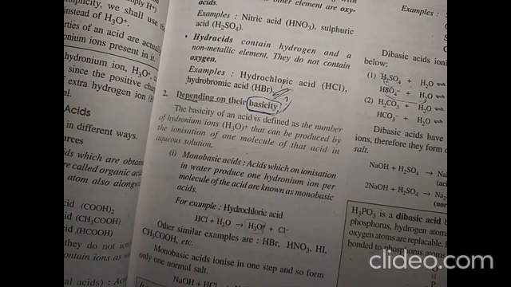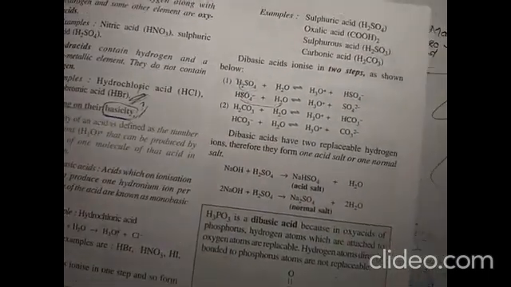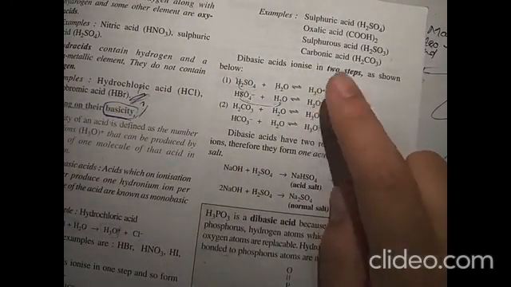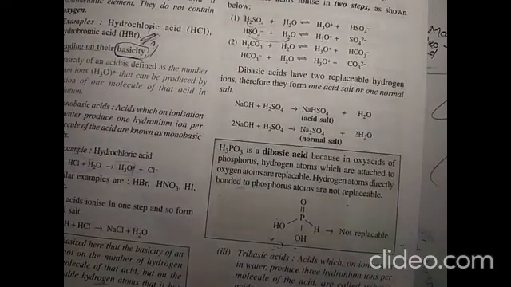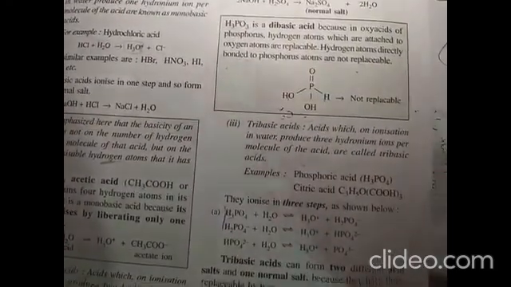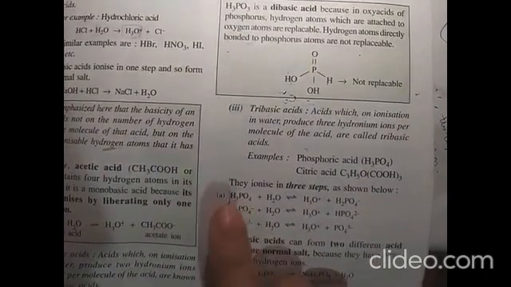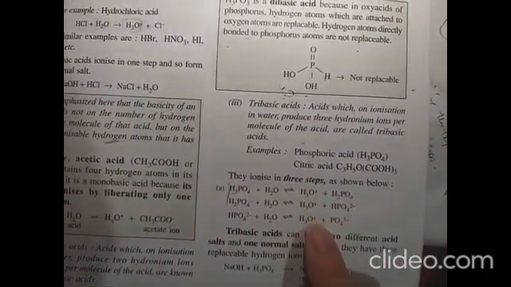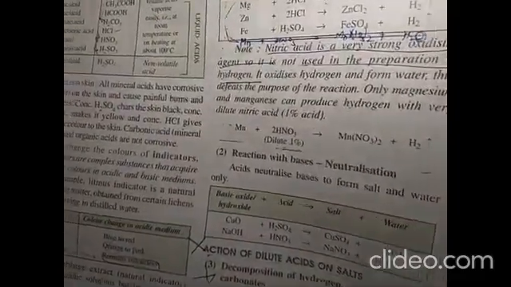When one molecule of an acid gives two hydronium ions, like in that of sulfuric acid, such type of acids are known as dibasic. Similarly, there are a few acids which give 3 hydronium ions on dissolving in water. You can see that this is H3PO4 and this one H3PO4 molecule is giving 3 hydronium ions. Such type of acids are known as tribasic acids, right?